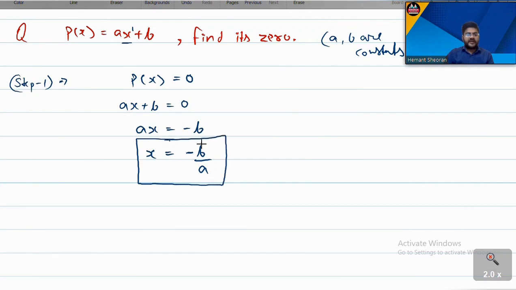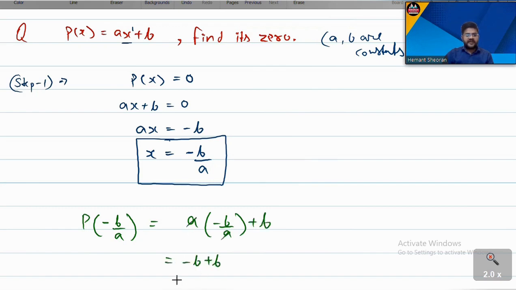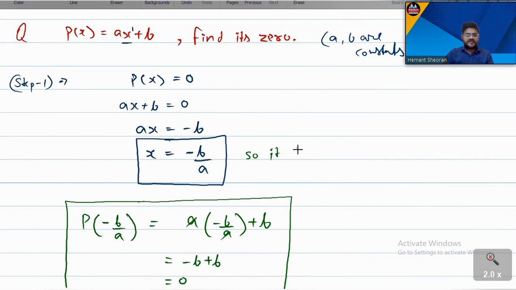Let's check it by substituting. If I find p of minus b over a, what answer will I have? You will say a times minus b over a, plus b. The a will cut out the a, so you're just left with negative b plus b. Is it giving you a 0? Yes, it is giving us 0. This is just to check whether your answer is correct or wrong. So yes, it is giving a 0, so it is the 0 of that p(x). Get it? Yes or no? Okay, so just have a note if you want, then we will move to the next question.